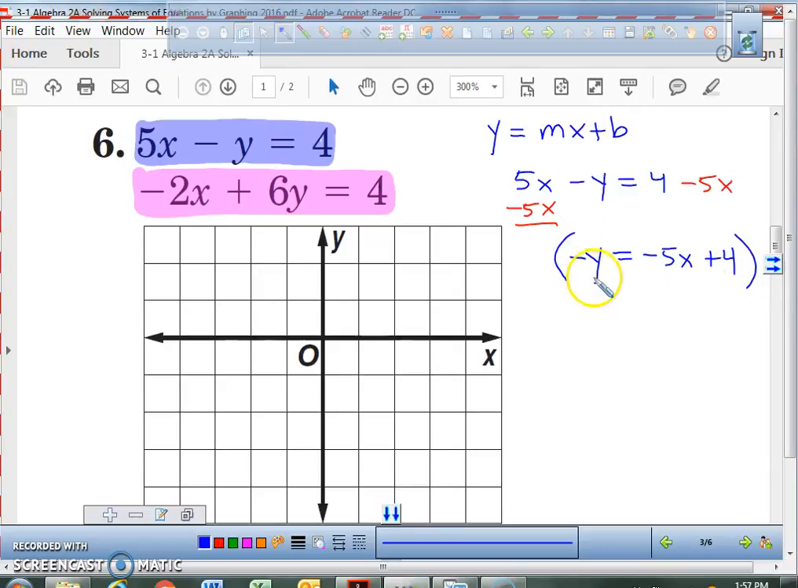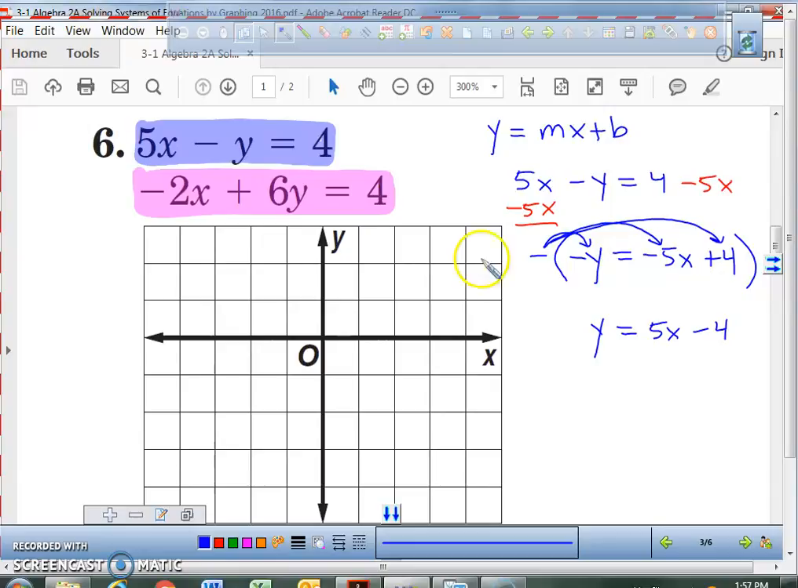Instead of dividing everything by a negative 1, you could just multiply everything by a negative 1. What's a negative times a negative? Positive. What's a negative times a negative 5? Positive 5x. And what's a negative times a positive 4? Negative 4. So what I'm saying is you can distribute this negative sign to every single number. So either you can divide everything by a negative 1, or you can multiply everything by a negative 1. You have options.